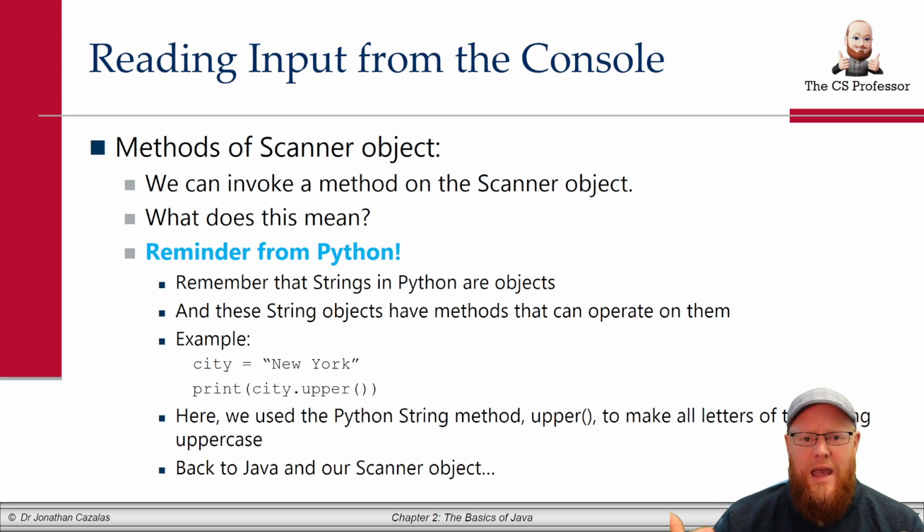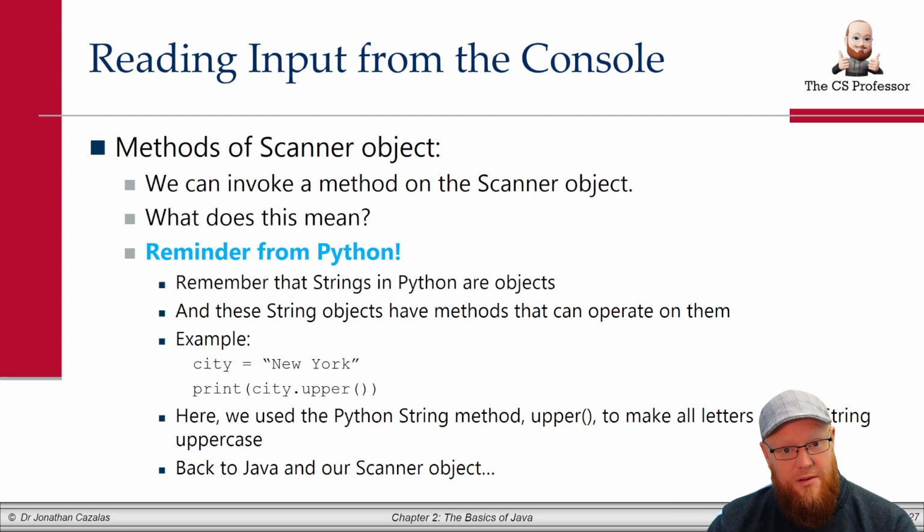In Python, as you likely recall, I'll use strings as an example. Strings are objects in Python. And because they're objects, strings have many methods that can operate on those particular string objects. The example given: city equals "New York". That's a string. If I print city.upper, what is .upper?